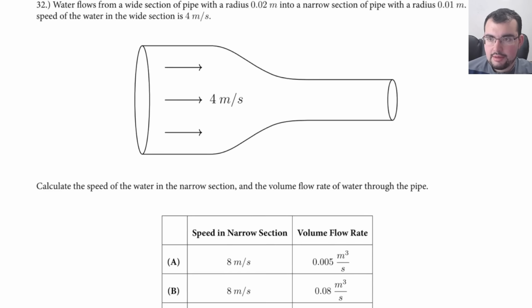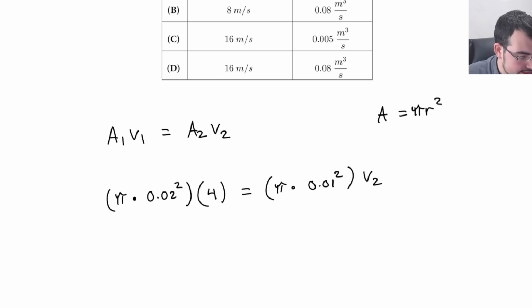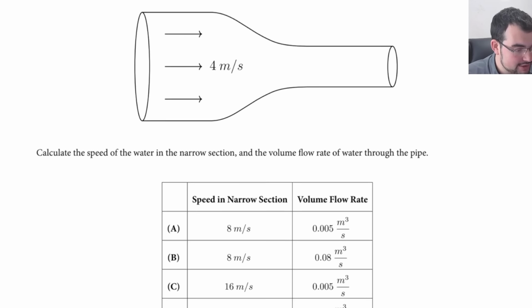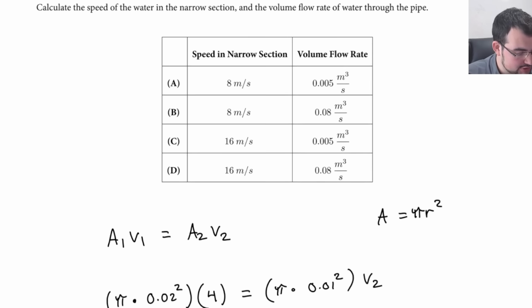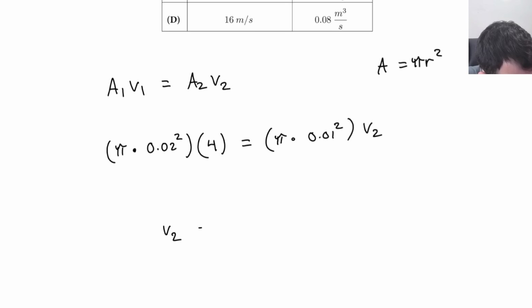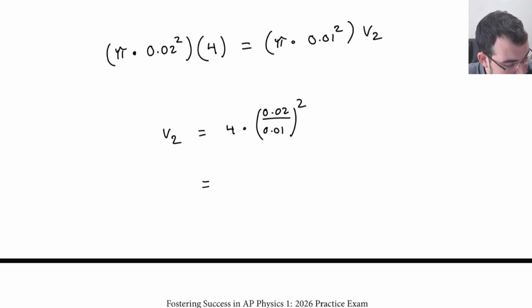And there is a quick way you could have seen this just by looking at it. Because if we halve the radius, we have quartered the area, so we have to quadruple the speed to compensate for that. So we get that V2 is equal to 4 times (0.02 divided by 0.01) all squared. So we see that we are going to get 4 times 4, which is 16 meters per second.